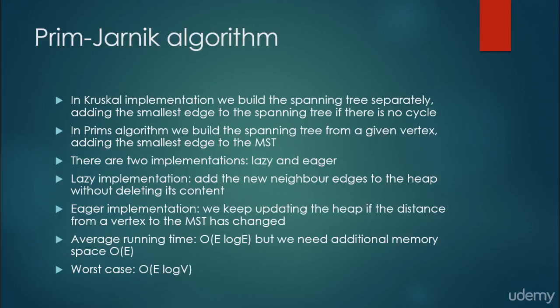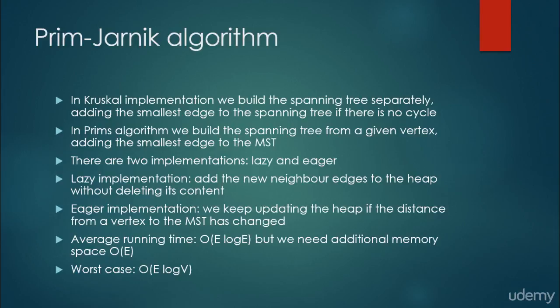In Prim's algorithm, we build the spanning tree from a given vertex, adding the smallest edge to the minimal spanning tree. There are 2 implementations, lazy and eager. We are going to implement both of them. Lazy implementation: add the new neighbor edges to the heap without deleting its content. It's very important that we don't have to update the content of the heap, and that's why it is a lazy implementation, and it works very fine in practice.